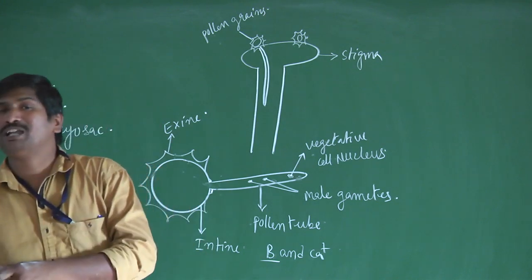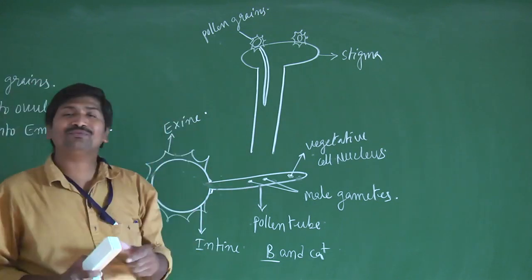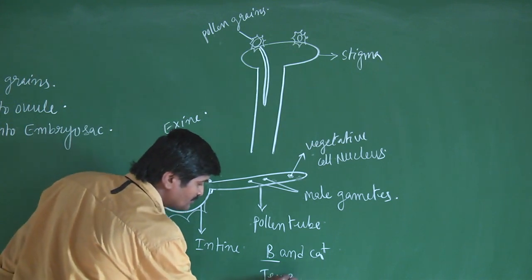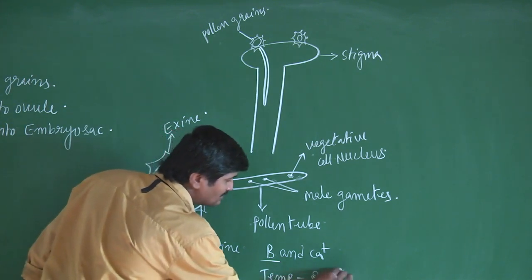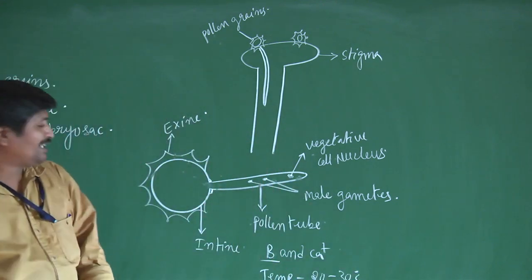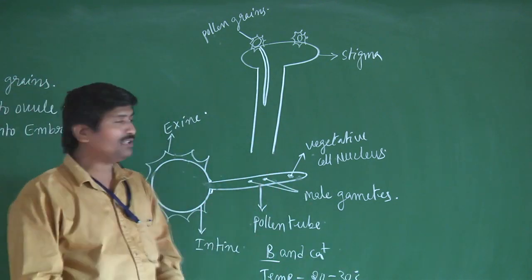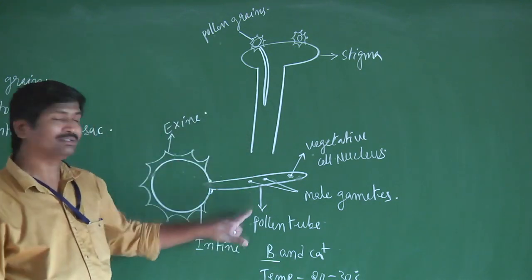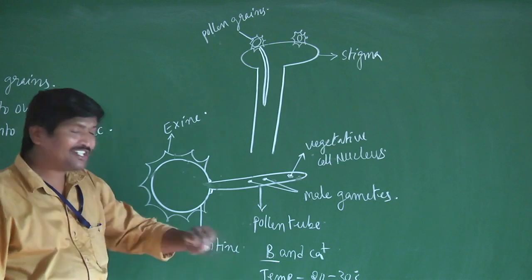What is the optimum temperature for the germination of the pollen grains? The optimum temperature is 20 to 30 degrees. That is the optimum temperature for the germination of the pollen grains. These are essential.